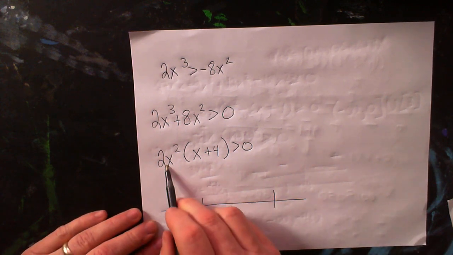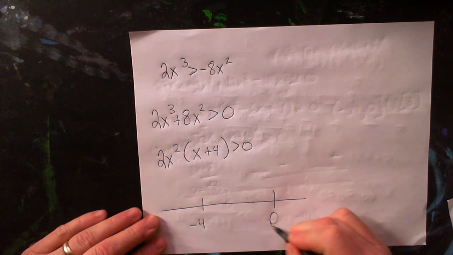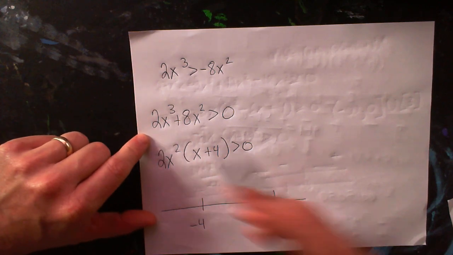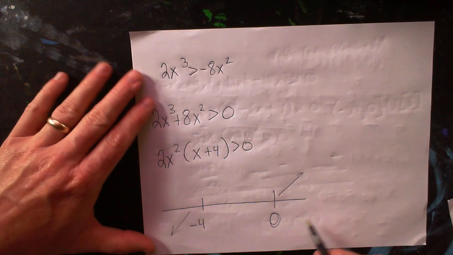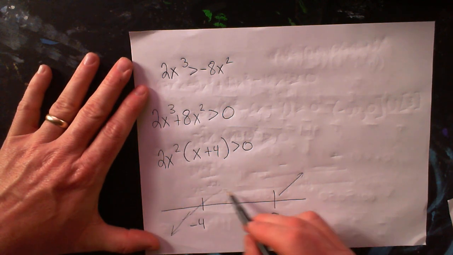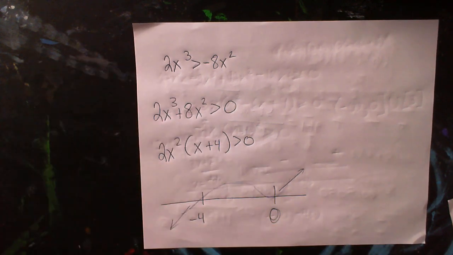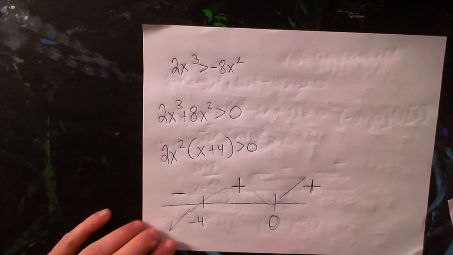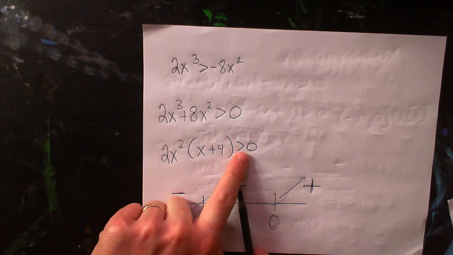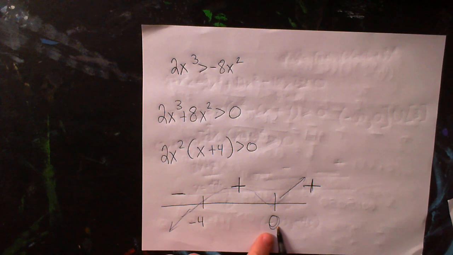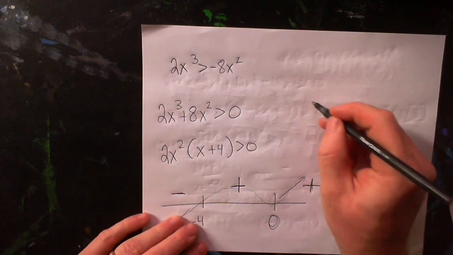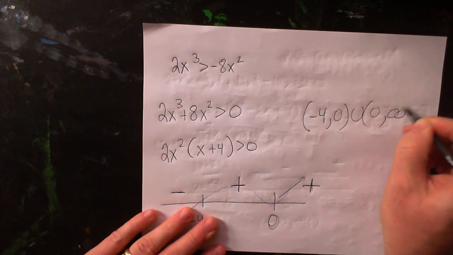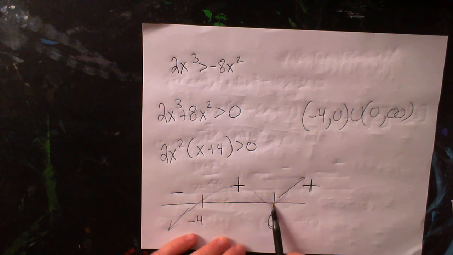The sign line that we make will include the points negative 4 and 0. This is an odd function with a positive lead coefficient. So we are up, down, we cut through, and we bounce. So we are negative, positive, positive. Now in this case, since we are looking for when are we greater than 0, we are greater than 0 from negative 4 up to 0, not including that 0, because at that point 0 we are actually equal to.